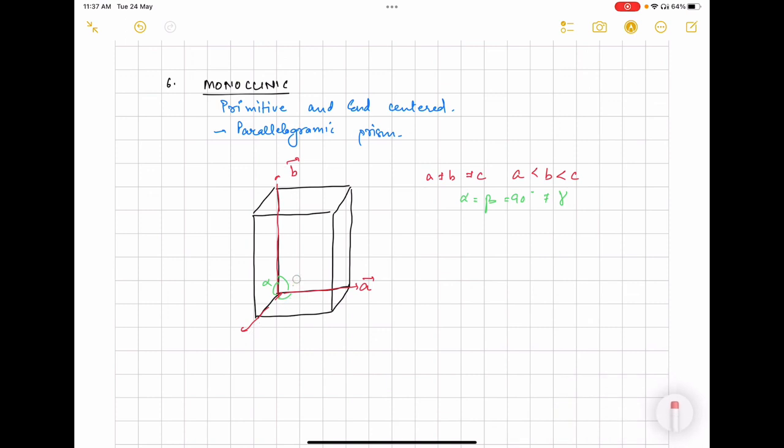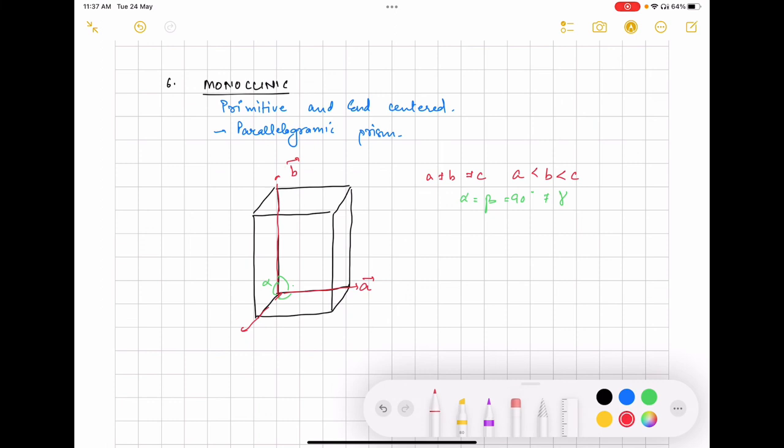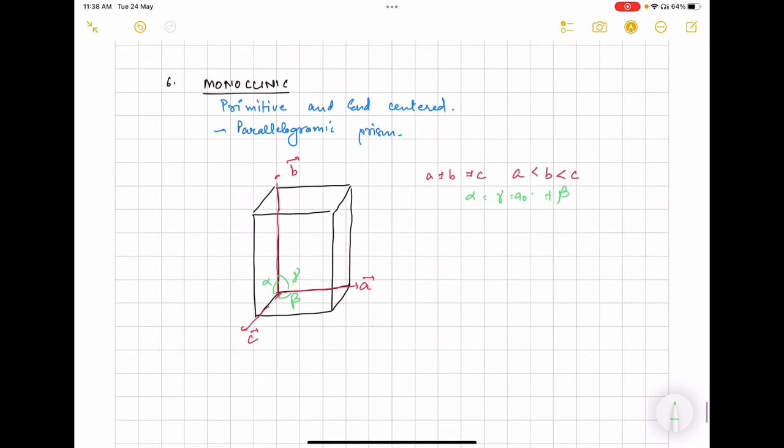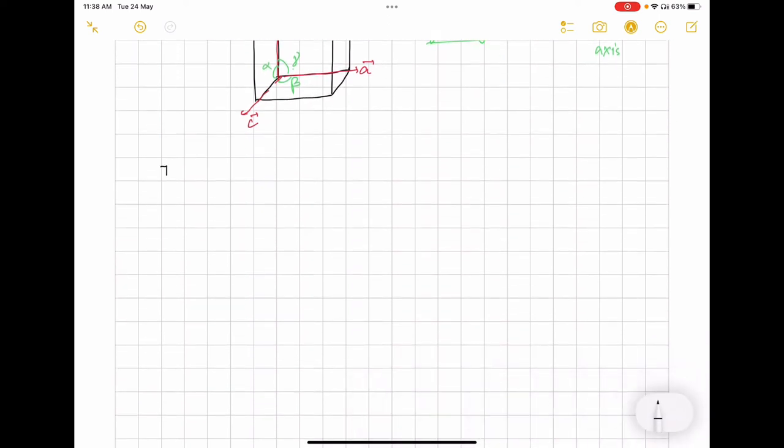So your angles will change. Since this is now the C axis, this will be gamma and this will be beta. So here the lattice parameters will be alpha equals gamma equals 90 and they are not equal to beta. And the characteristic symmetry of monoclinic is the presence of one two-fold rotation axis. And the last crystal system that we have is triclinic. This is the least symmetric one. This is the least symmetric system.